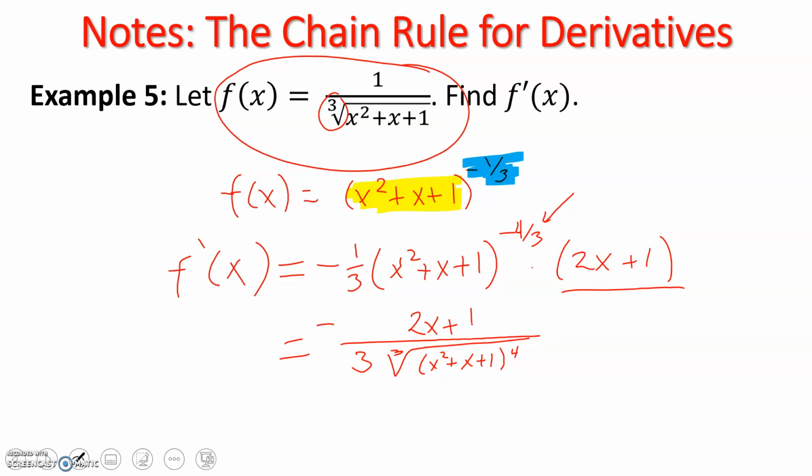just like that. Now do note, it is likely that we would probably distribute that negative. So it might be written as negative 2x minus 1 over 3 times the cube root of, in parentheses, x squared plus x plus 1 to the power of 4.